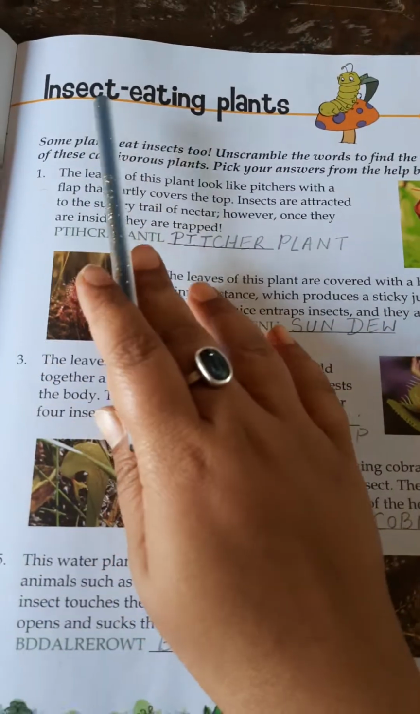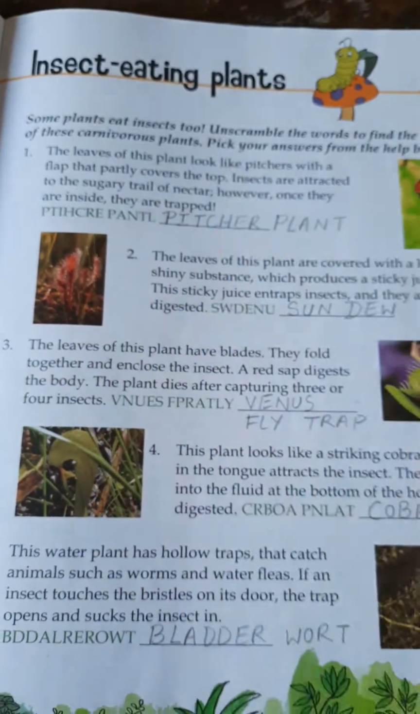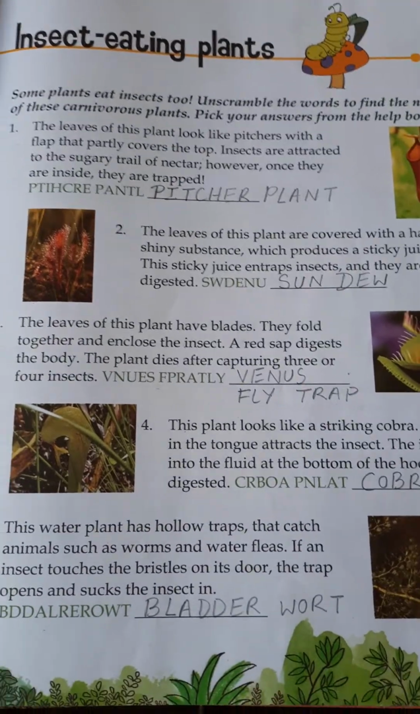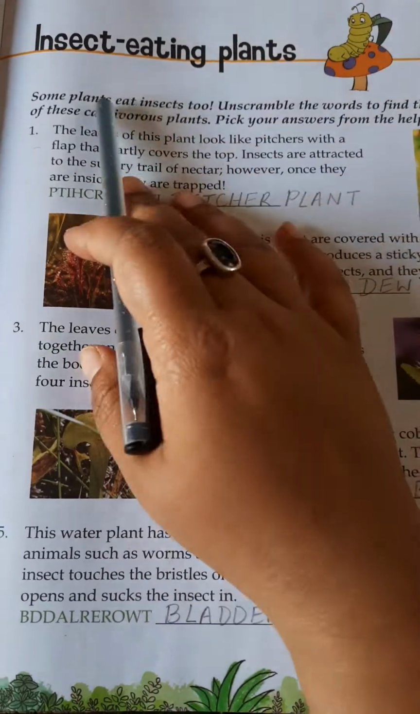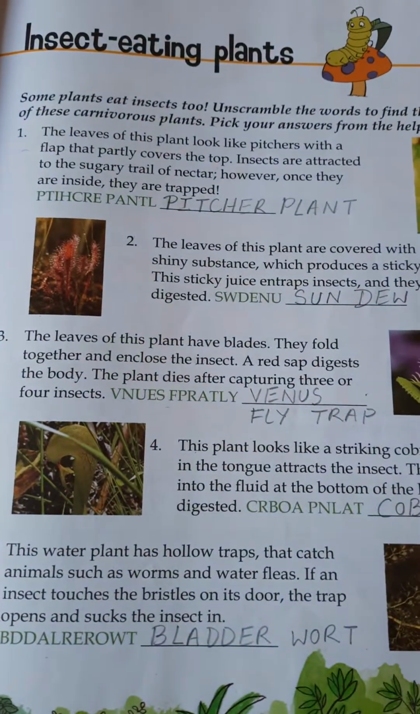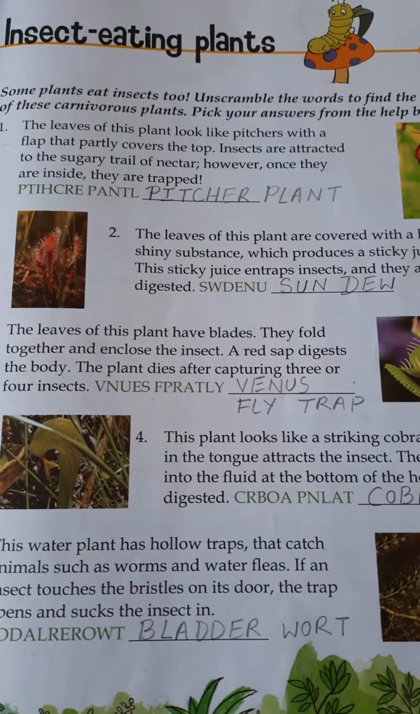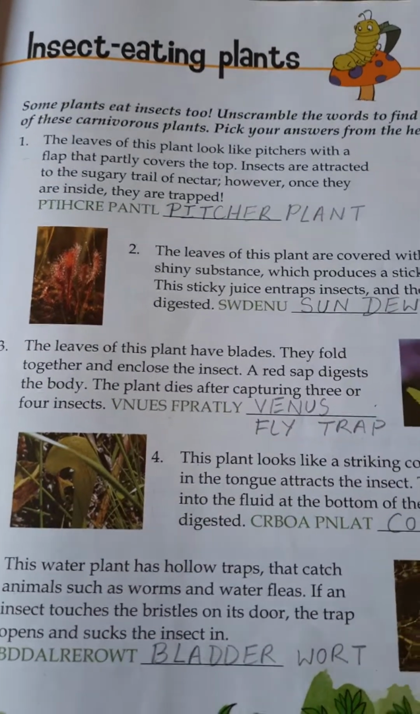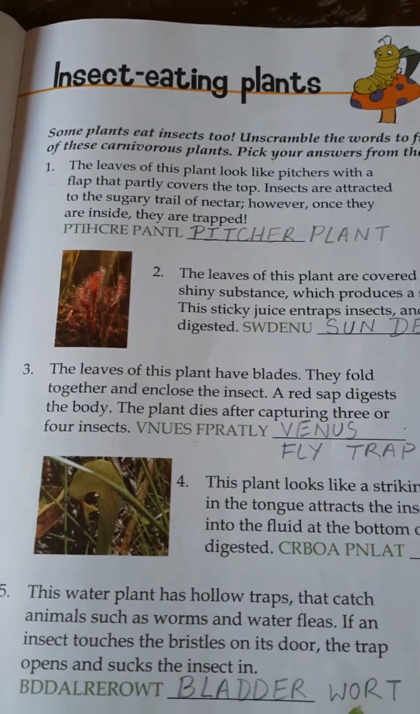So insect eating plant, the name only suggests that these are the plants which feed on insects. That means it eats insects. So there are some plants that eat insects too. This is a fact which you should remember, which you should know. Also, there are lots of plants in our environment, so definitely there are some plants which feed on insects. There are some interesting names which you will be learning today.